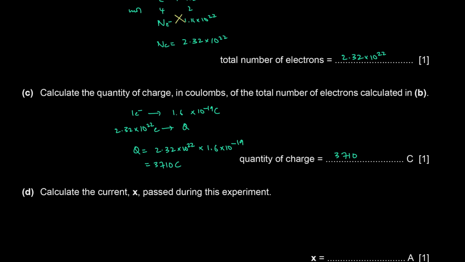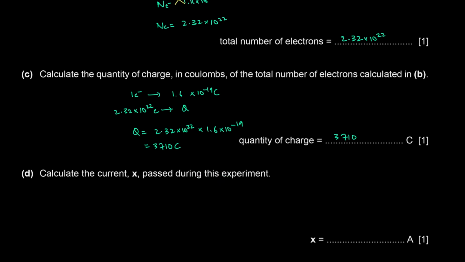All right. Calculate the current X passed during this experiment. Now, to calculate the current X passed through this experiment, we already know the charge that was passed. We want to find the current. And we know the time that we took the experiment for. The time was given to us in the question as 14 minutes. And the charge that we had was 3710 coulombs. So we have 3710 is equal to the current, that's X, times T. And T over here, obviously we're going to take in seconds, so that's 14 times 60. And if we do the math, what do we get X as?